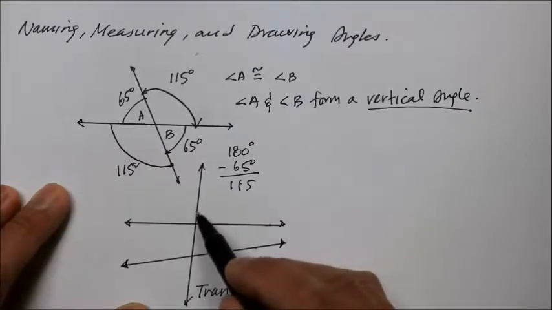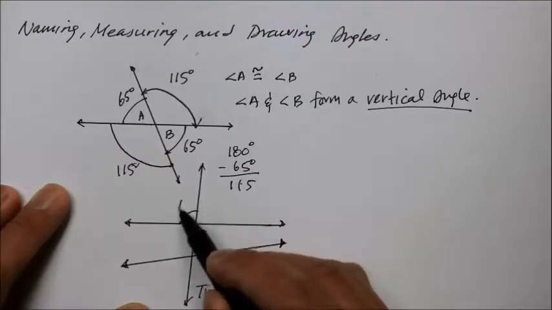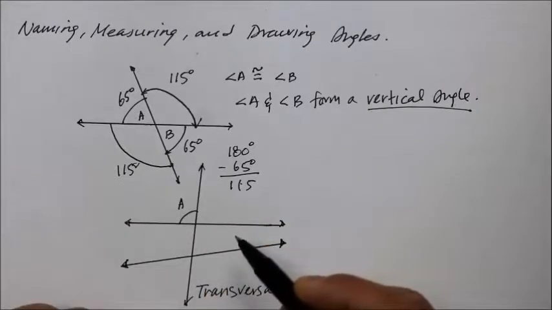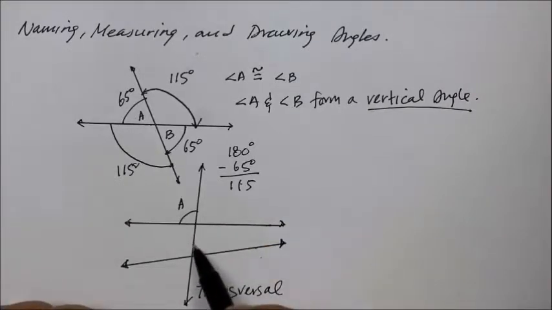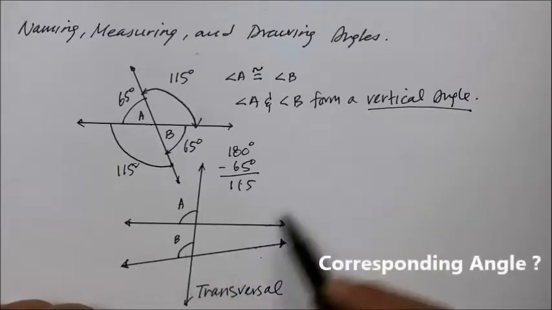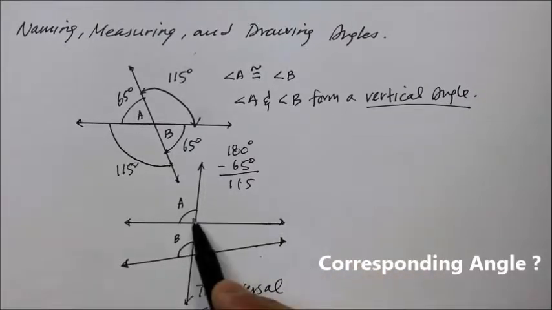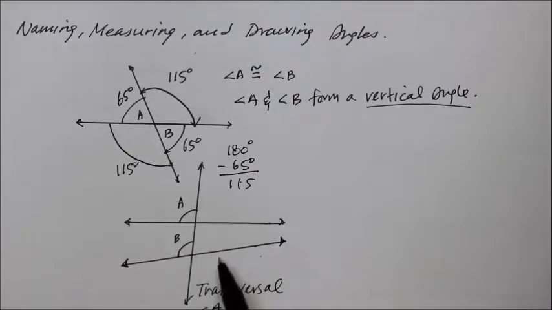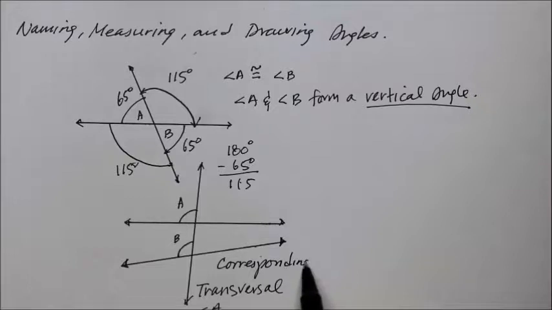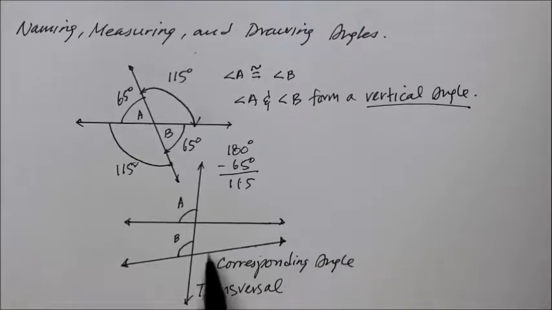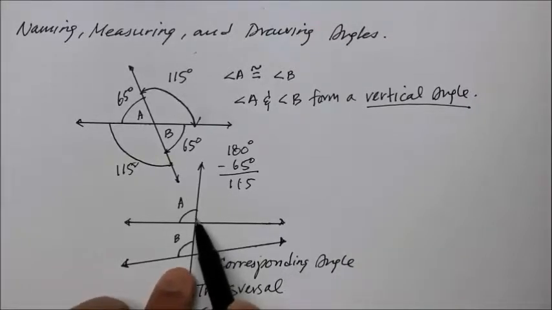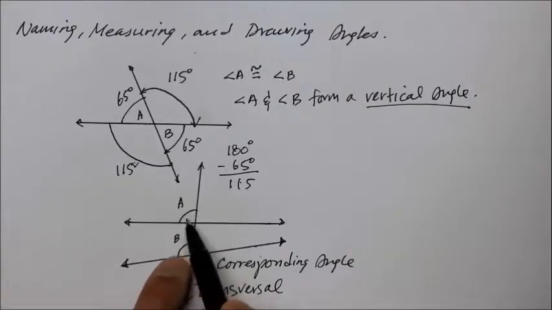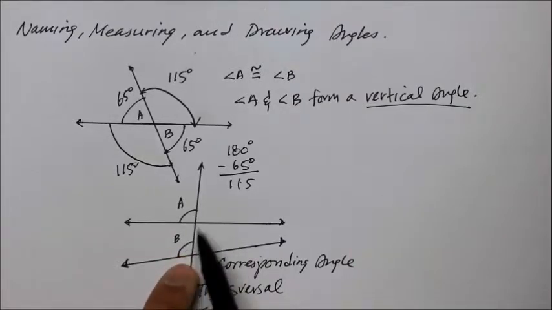Well, here, angle A is a corresponding angle to angle B. So angle A is a corresponding angle to angle B. It means they're in the same location. Same idea, corresponding spots, just on a different location.